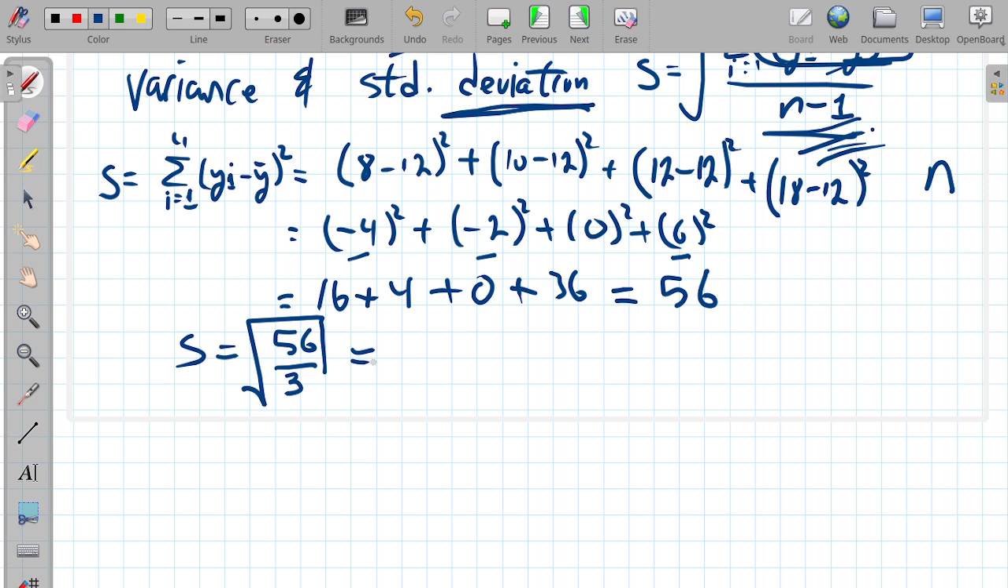18.6666, repeating. Now we want the square root of that, so that's got to be just a little bit more than 4. I'm going to predict 4.4. It's actually 4.32. All right, so 4.32, and that is our standard deviation. Our variance, should have done this earlier, is 18.67. Just use the 2 decimal points.